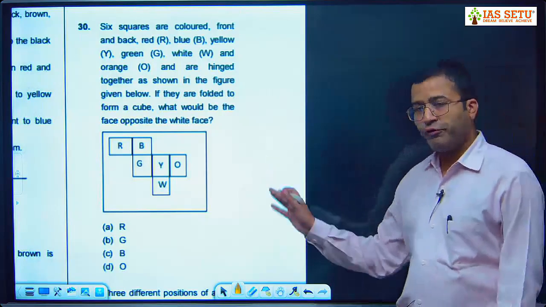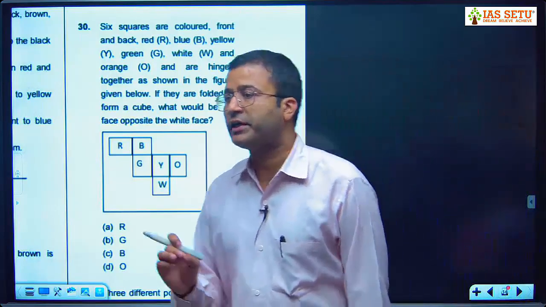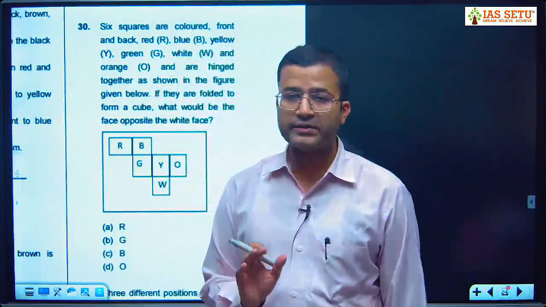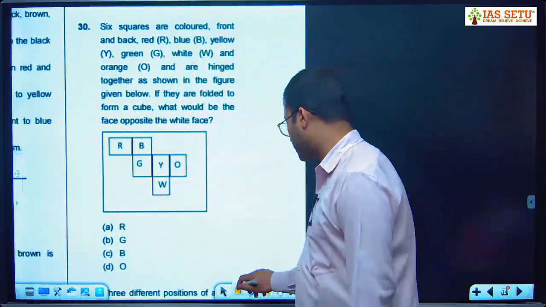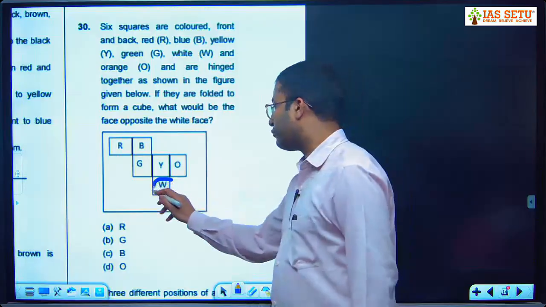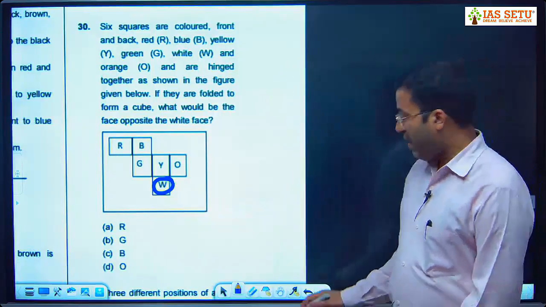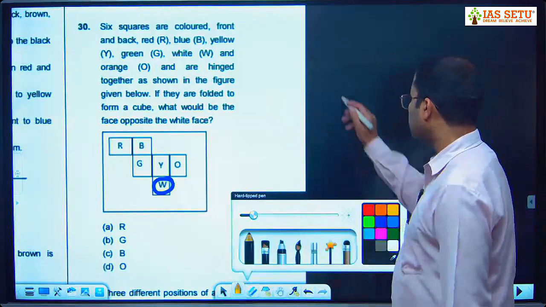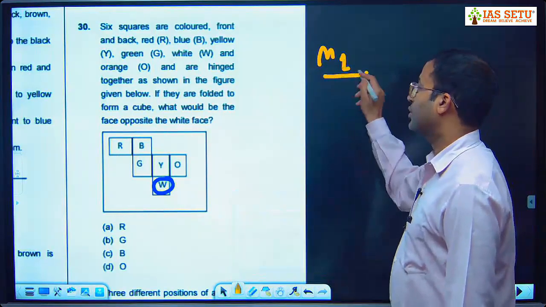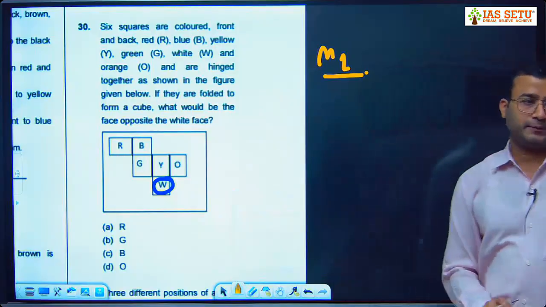So we have to fold it. After folding it, it becomes a cube, it becomes a dice. Then our question is, what is opposite of white? So we have to find the face opposite of white. Method 1 is we try to fold it.